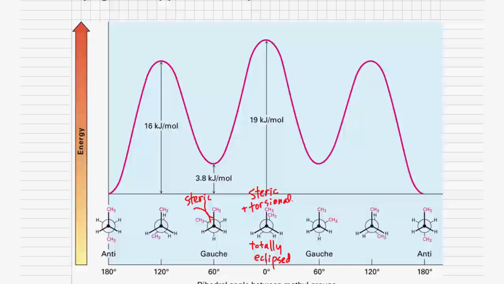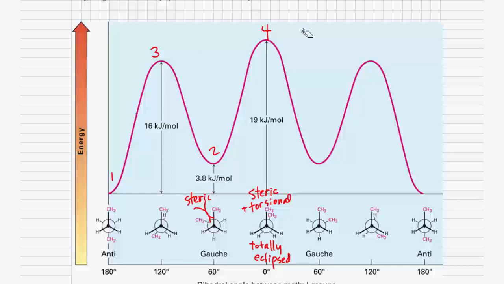Rotate the other way, we get the other gauche. Not so bad, but not the best. Rotate again, we get an eclipsed that's bad, but not the worst. And then finally, we're back to anti. So if I were to rank these, where anti was the lowest in energy and totally eclipsed was the highest in energy, we'd be at positions 1, 3, 2, and 4 as we're going through those.